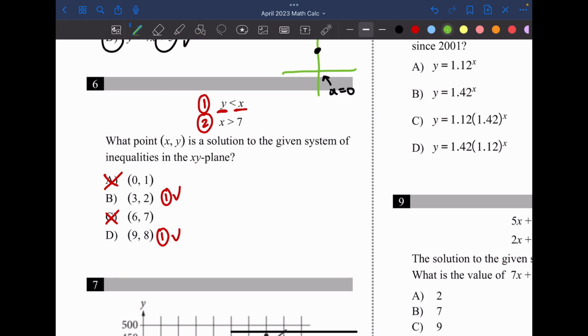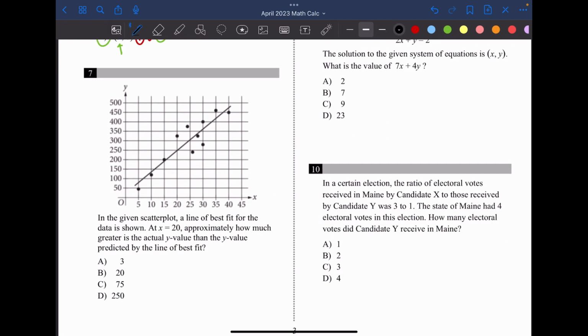Okay, now let's do the second check. Is x greater than 7? So over here, the x value is 3. So for the second check, it fails because we don't want that. And over here, the x value is greater than 7 because 9 is bigger than 7. So it passes the second check. So D is the right answer. So very, very simple. You just check each value for each point.